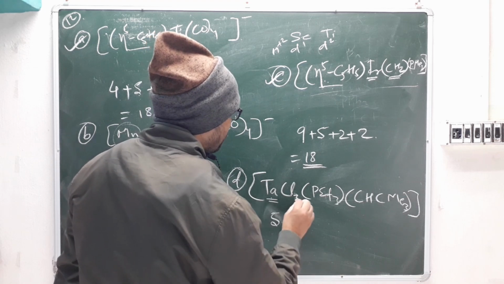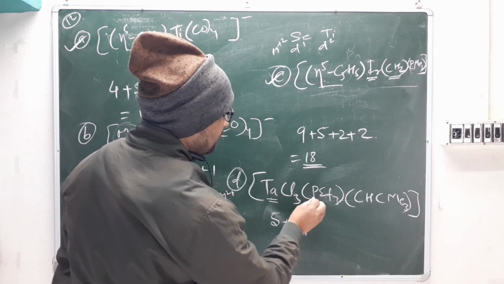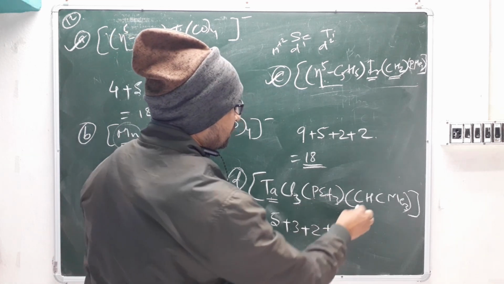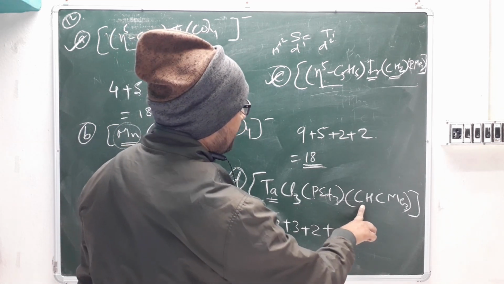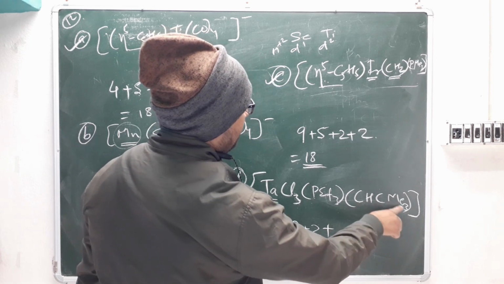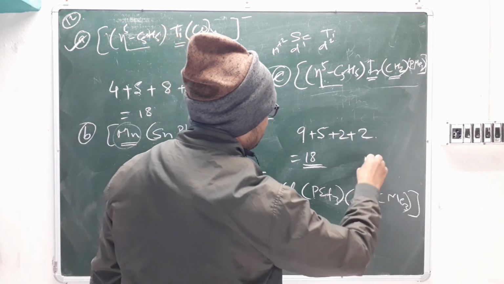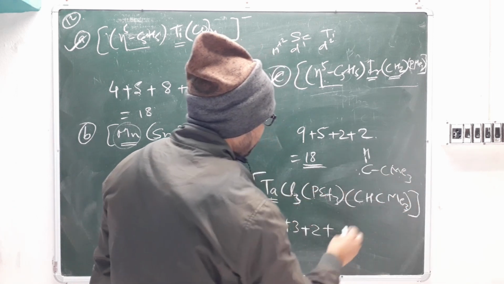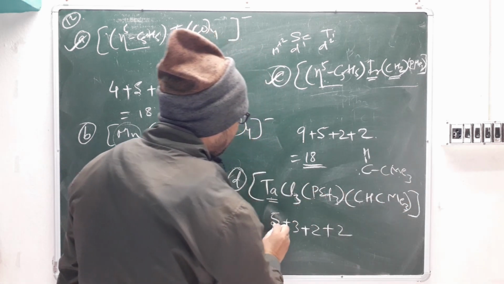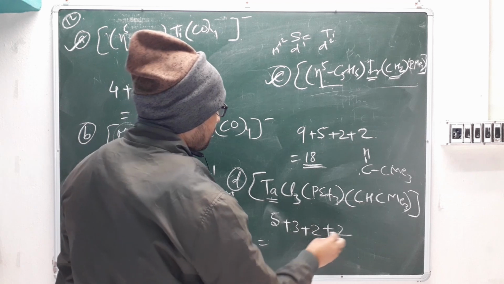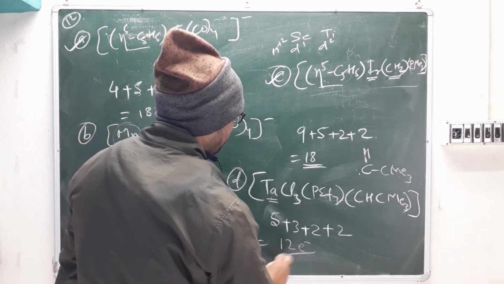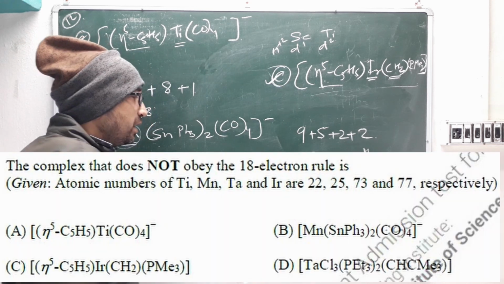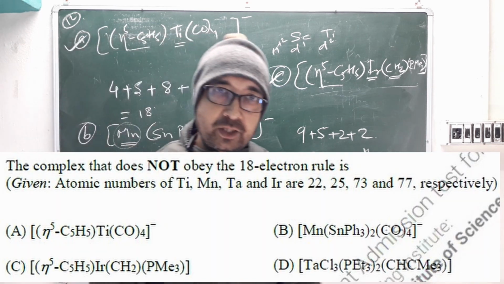Plus this is contributing 1 into 3, so 3. Plus this one is contributing 2 electrons. And plus here it is contributing CH and then CMe3. It will be like this, one hydrogen and this side CMe3. So 2 electrons it is contributing. How much is it coming? 5, 3, 8, 8 to 10 and to 12 electrons it is contributing. So this is not obeying the 18 electron rule. So your correct option will be option D, which is not following the 18 electron rule.